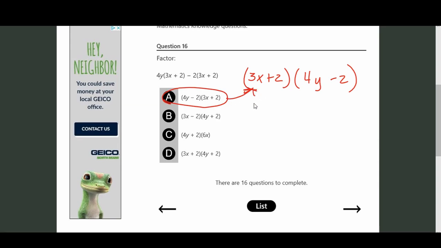And again, this is factoring by grouping. This is actually a late stage of factoring by grouping, so I don't particularly like this problem. But all you do is factor out a 3x plus 2, and you're left with 4y minus 2 as the other factor. So that's all there was to that one.